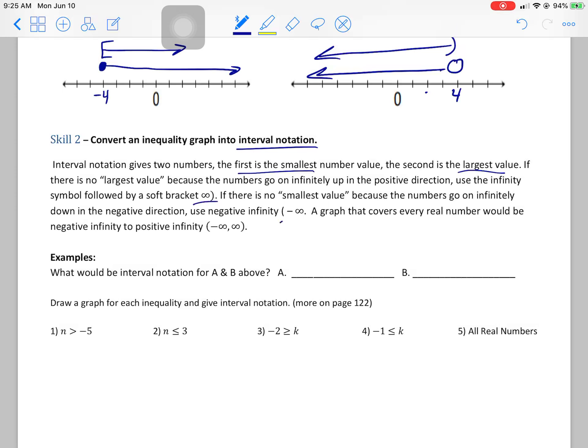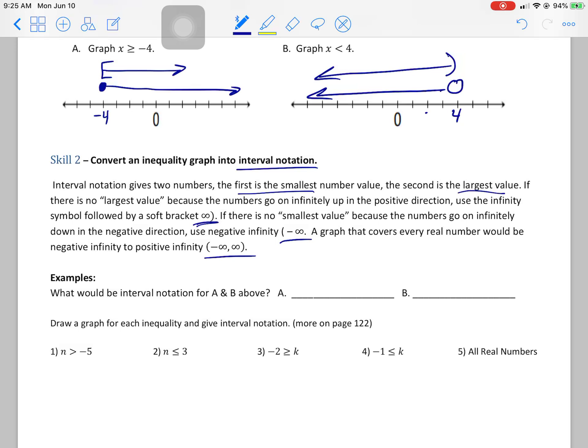Okay? So if it goes to the negative on forever, you want to use a negative infinity. If it goes to positive forever, you want to use a positive infinity. If it goes both ways infinitely, then you want to use both of them. So what would be the interval notation for up here for A? This has this hard bracket on top of the -4, and it goes infinitely to the positive direction.